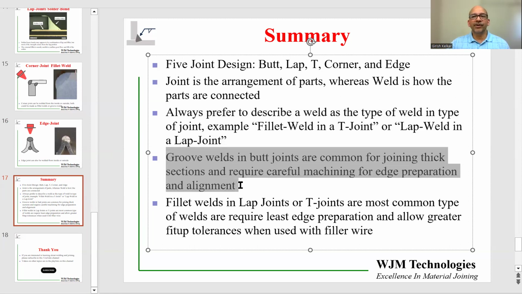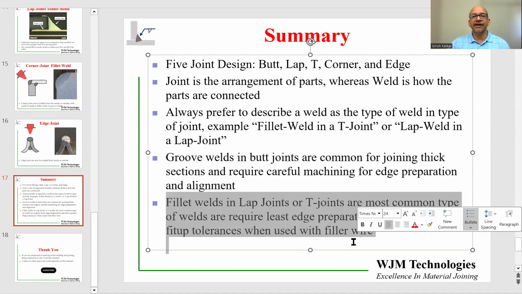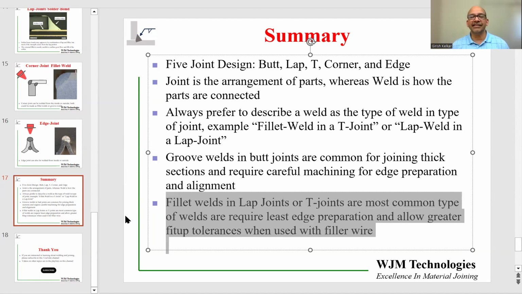A groove weld in a butt joint is common for thick sections, as we saw, and that does require a lot of careful machining and edge preparation. So groove welds are great for thicker components, but of course they need a lot of extra preparation. On the flip side, fillet welds are the easiest to make, and the reason probably why they are so popular is they require the least amount of edge preparation, and they can tolerate a lot of fit-up issues because we are going to add the filler wire, especially from the outside. And that makes it a very robust weld under such circumstances.